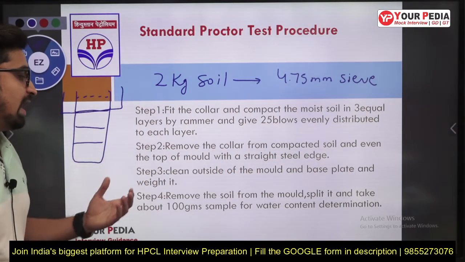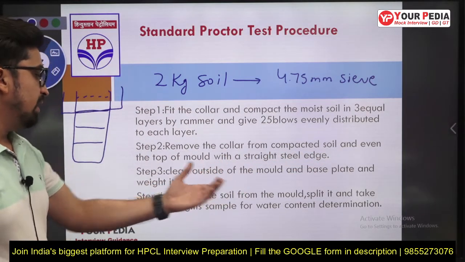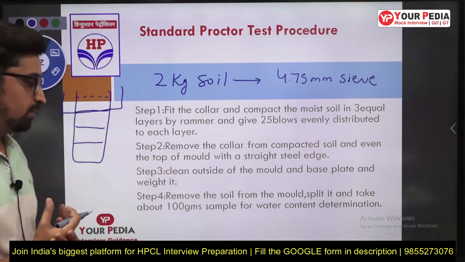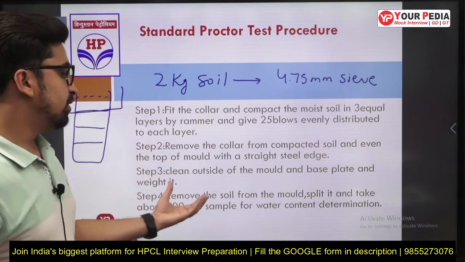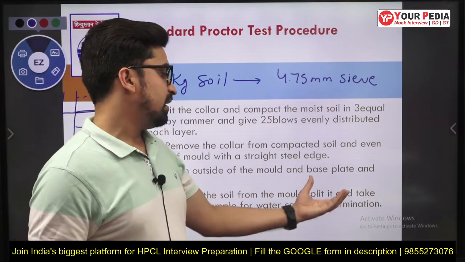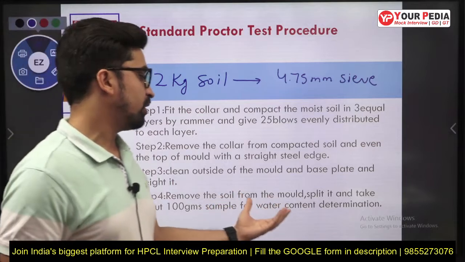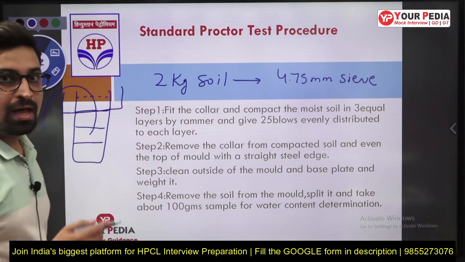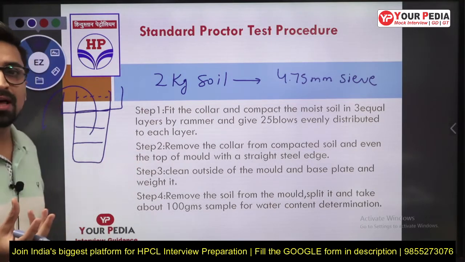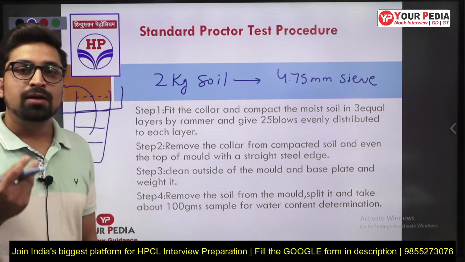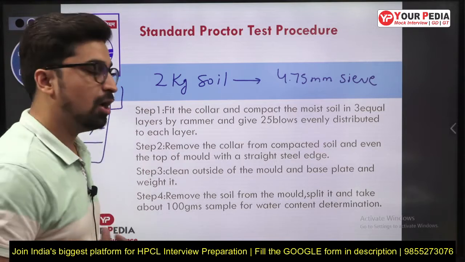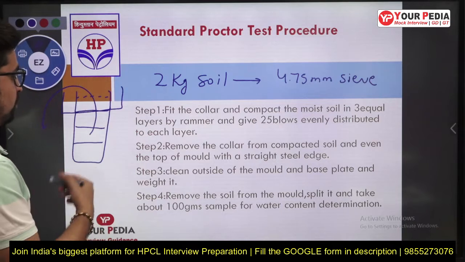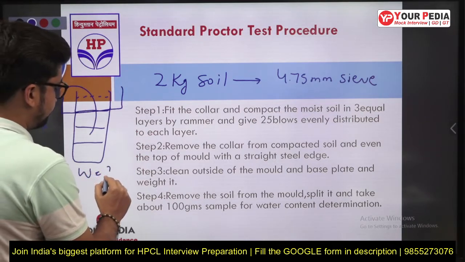After that we clean the outside of the mold and base plate and weigh it. We take the soil sample out of the mold and weigh it. After that, remove the soil from the mold and split it and take about 100 gram sample for water content determination, in the oven drying method. Now we have the water content with us.